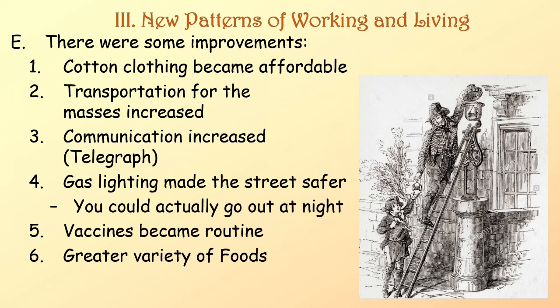There were some improvements. Cotton clothing became affordable. Transportation for the masses increased. Communication increased with the telegraph. Gas lighting made the streets safer. You could actually go out at night. Vaccines became routine. And there was a greater variety of foods, all because of the Industrial Revolution.